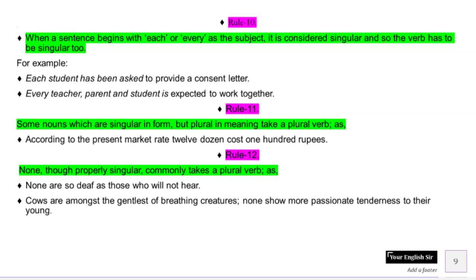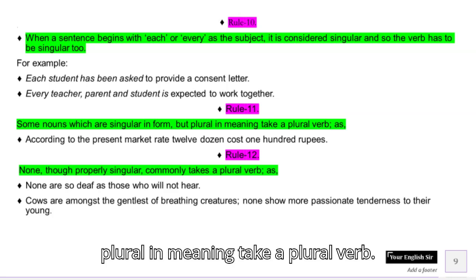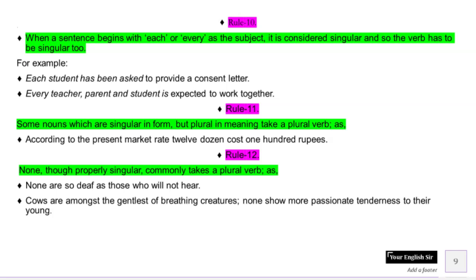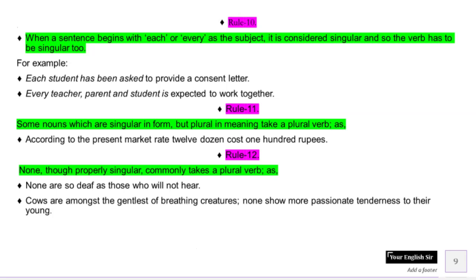Rule 11. Some nouns which are singular in form, but plural in meaning, take a plural verb. For examples. According to the present market rate, 12 dozen cost 100 rupees.